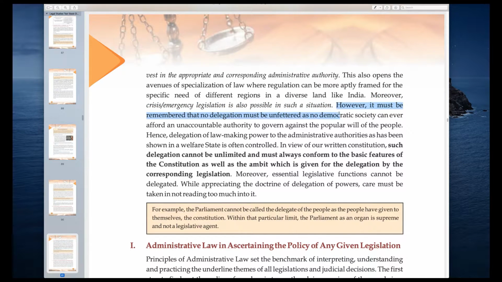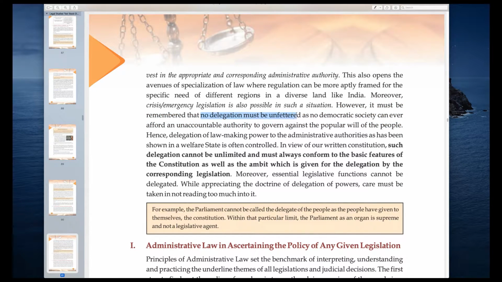So moving on, however, it must be remembered that no delegation must be unfettered, as no democratic society can ever afford an unaccountable authority to govern against the popular will of the people. What does it mean? Let's check out again. However, it must be remembered that no delegation must be unfettered, as no democratic society can ever afford an unaccountable authority to govern against the popular will of the people. So what does it mean? Just focus on this part.